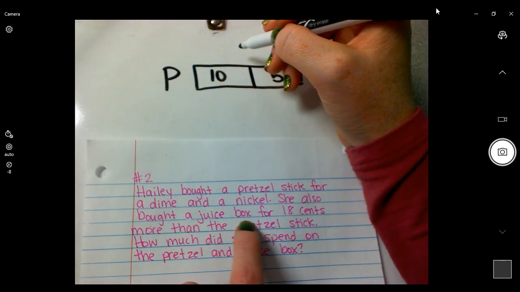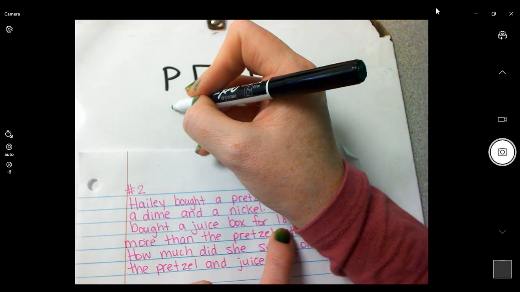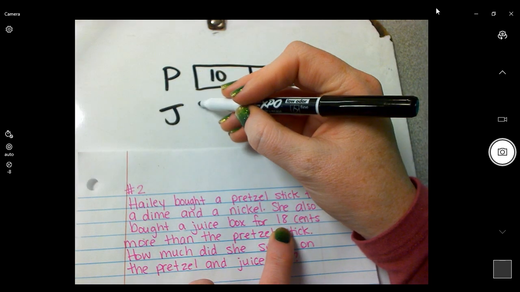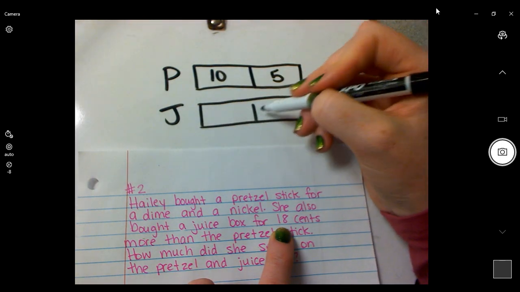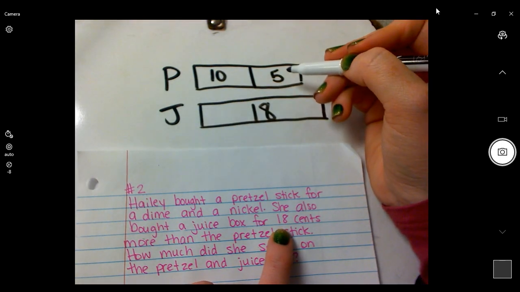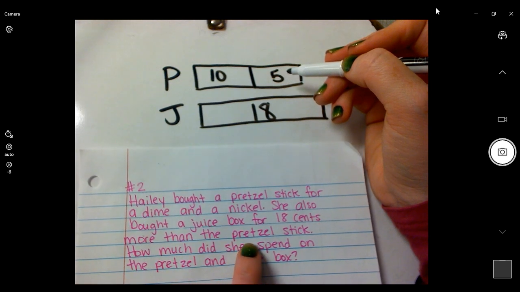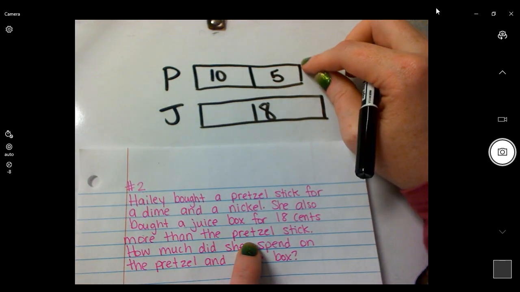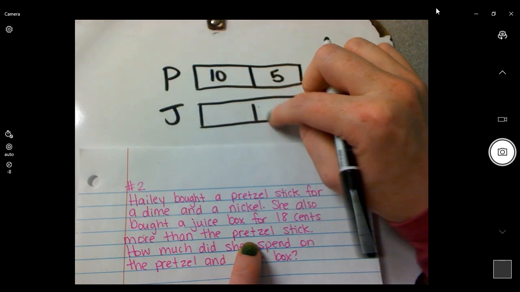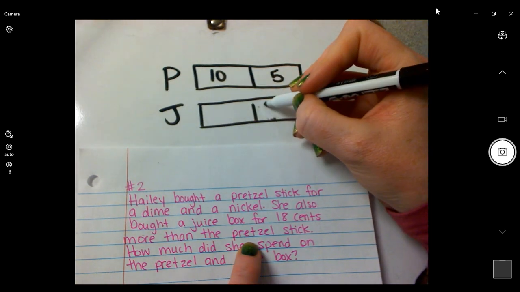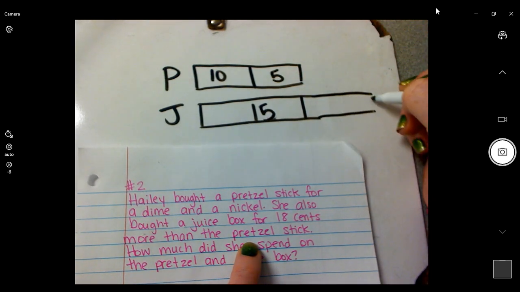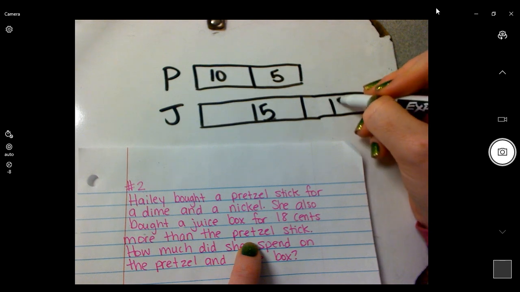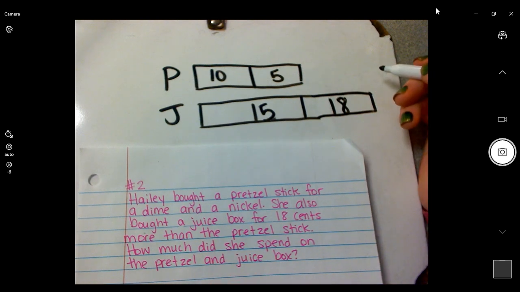She also bought a juice box for 18 cents. So juice, 18 cents more than the pretzel. So we've got to take 15 plus 18. So let's switch this. This is the 15 plus 18 more. That's why it pays to go slowly. 18 more. And then we get to our question.